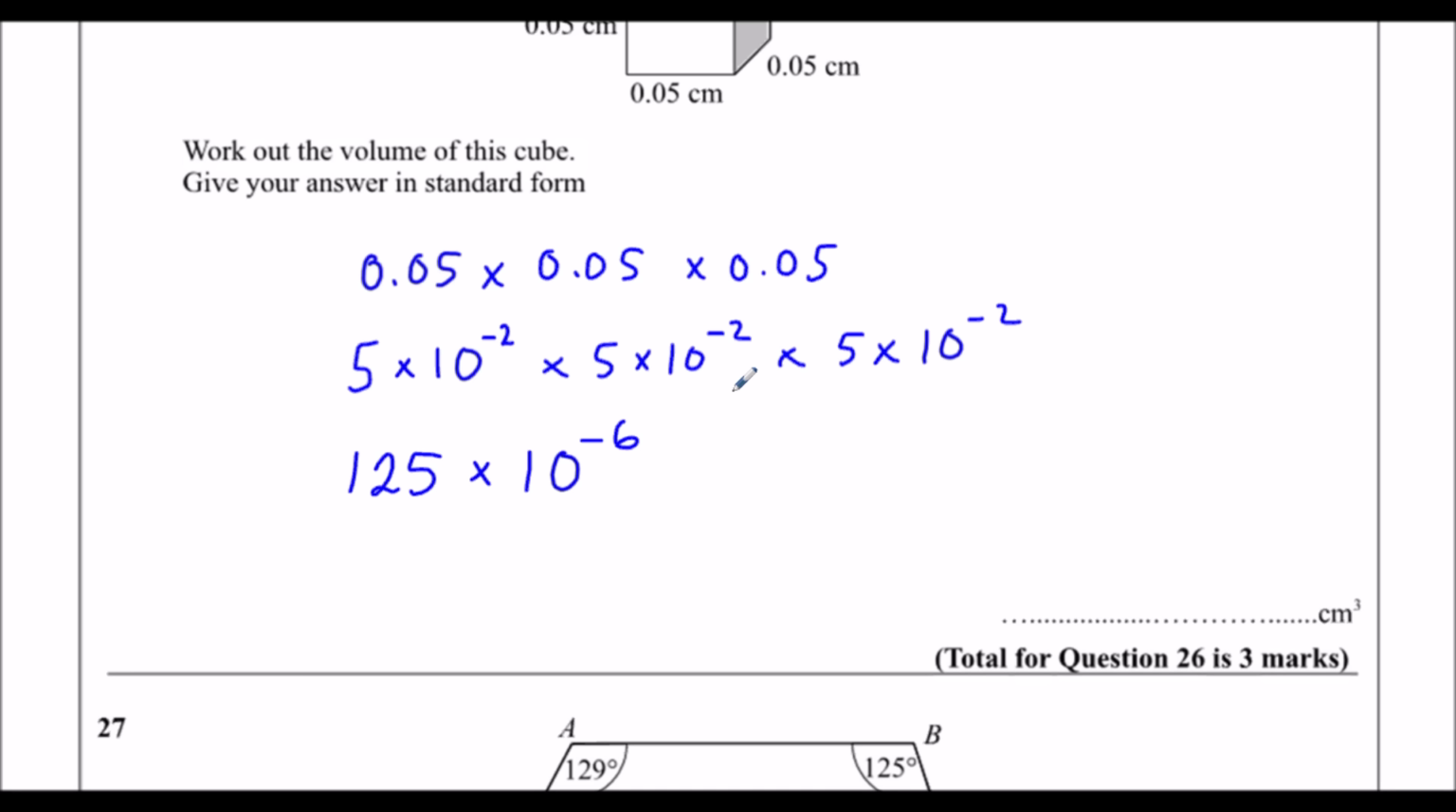That's not in standard form. Standard form needs to have a number between 1 and 10 at the front. So I can change this into something between 1 and 10 by making it 1.25 times 10 squared. 1.25 times 10 twice makes 125. So now I just need to simplify these indices. And again, to multiply indices, we add the powers. So 2 plus negative 6, that's 2 take away 6, which is negative 4.